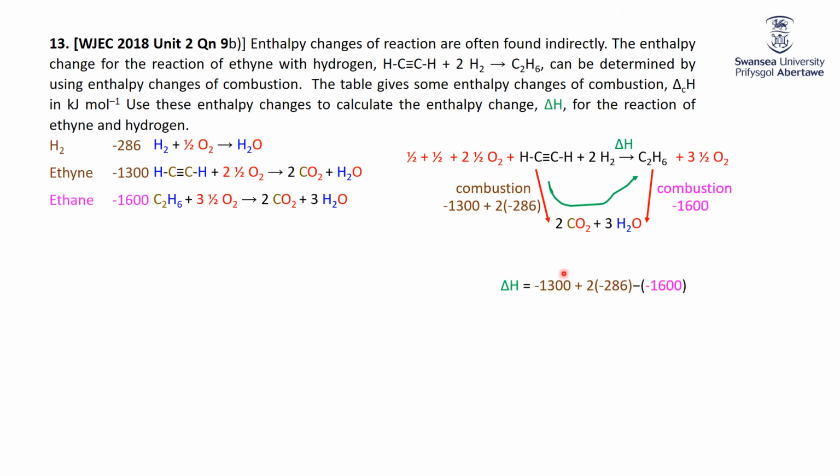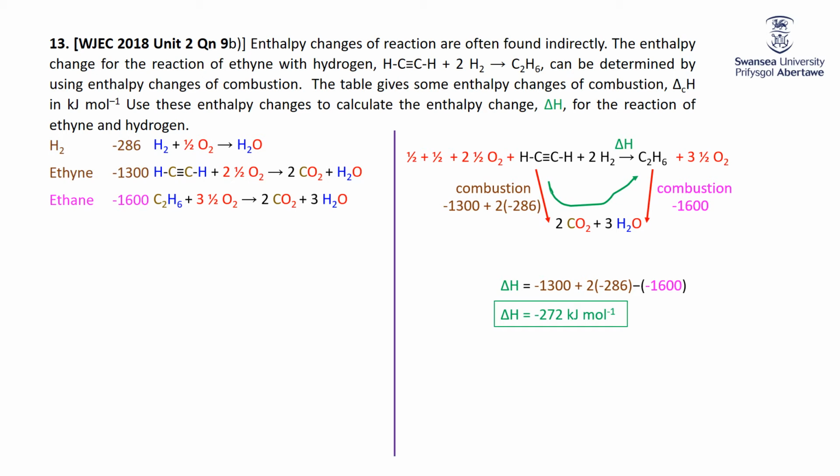So delta H, going directly, is according to Hess's law the same as going around this circle. So around the circle, minus 1300 and 2 times minus 286. But then we're going backwards here, so it becomes minus 1600. Pop that in, and we get minus 272 kilojoules per mole.